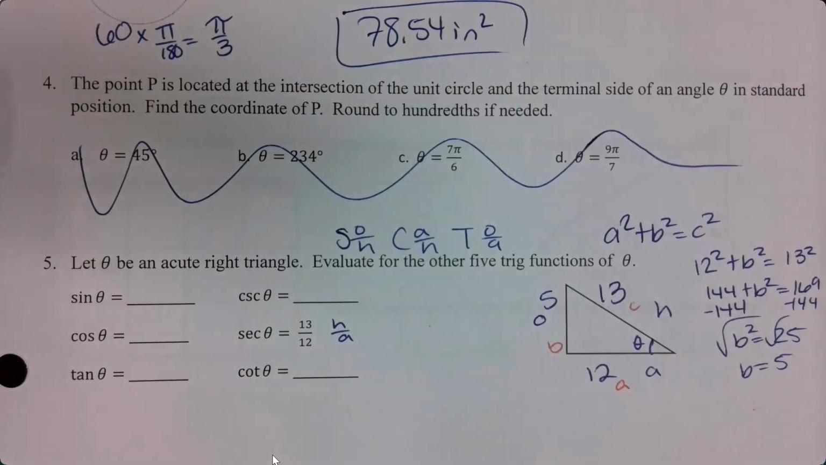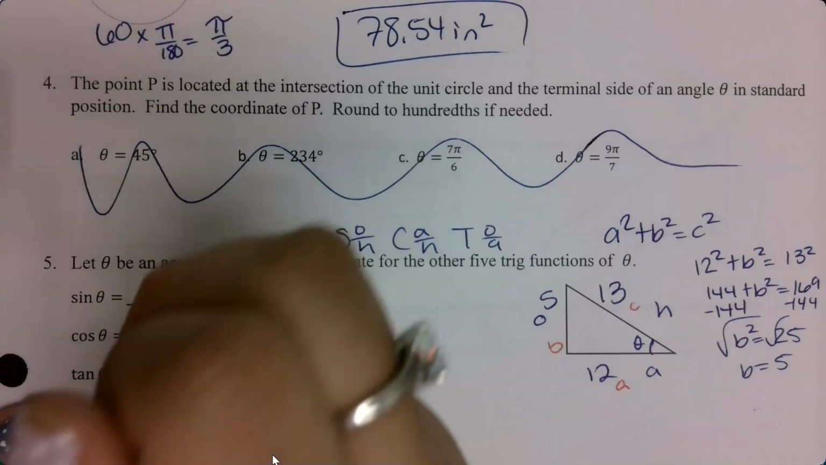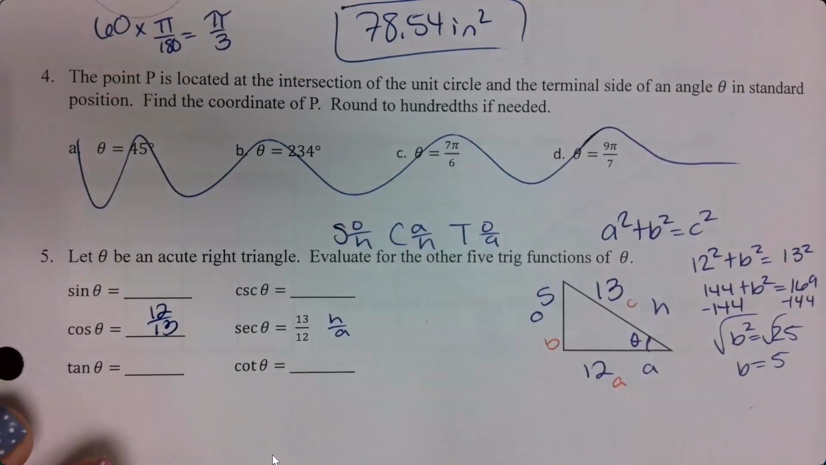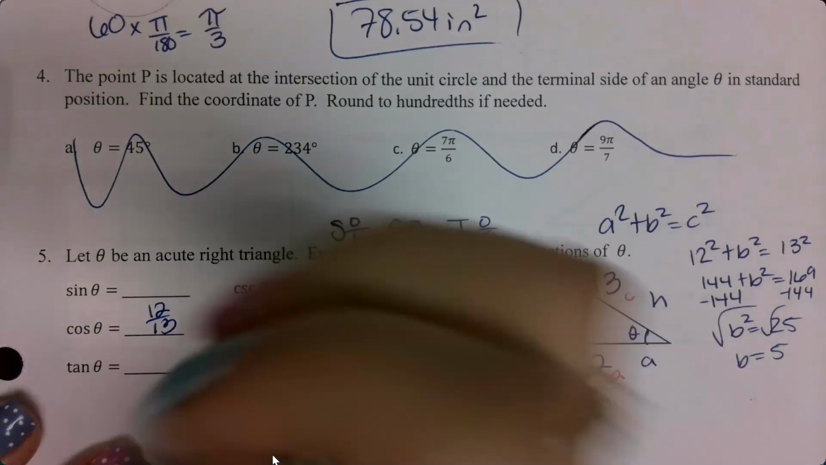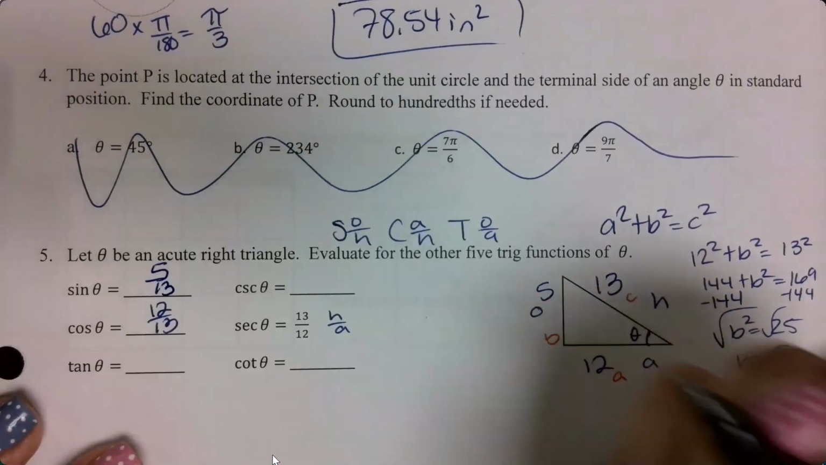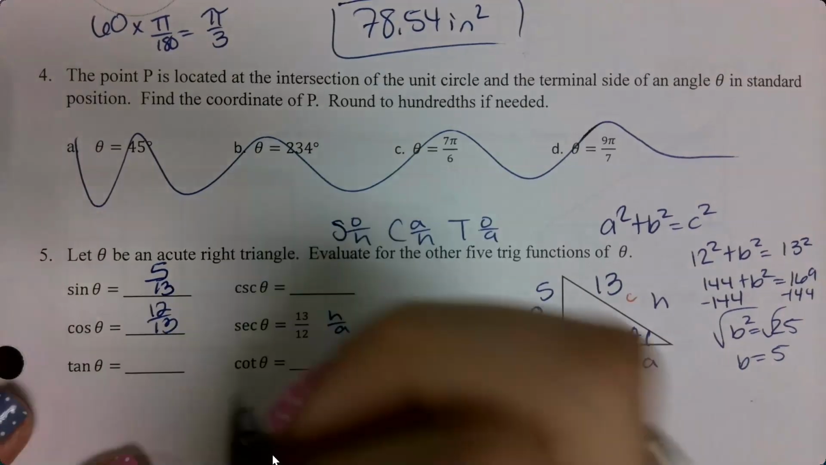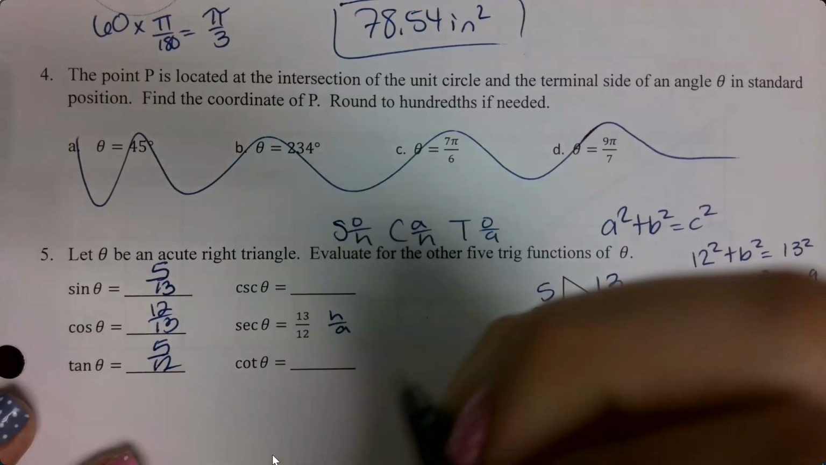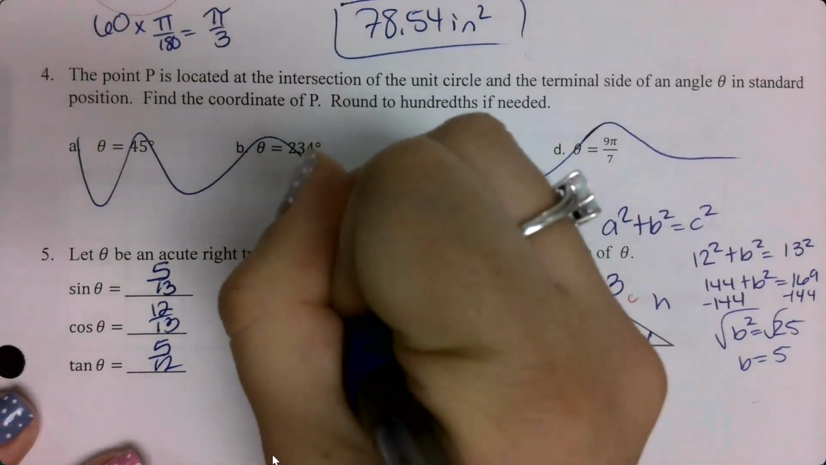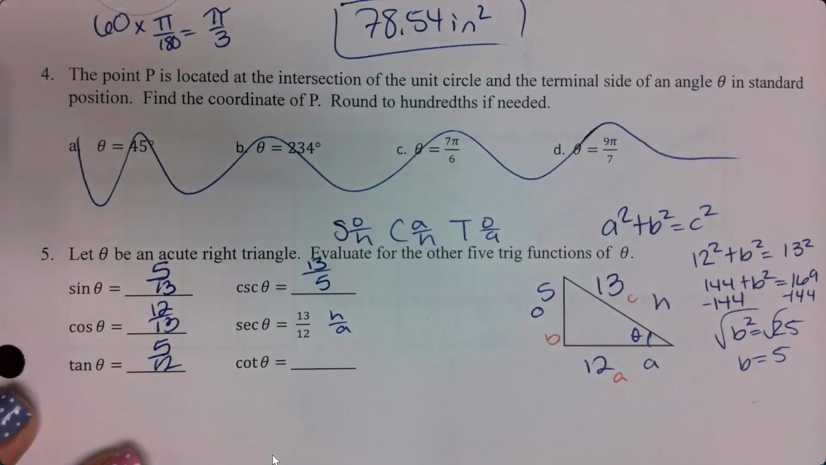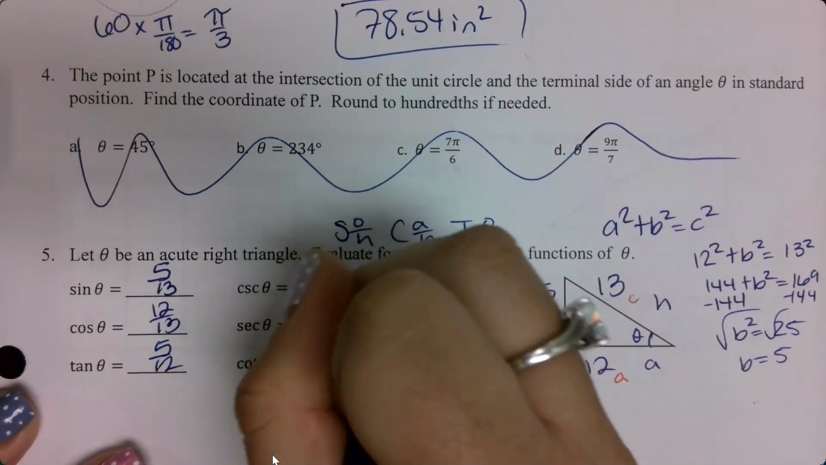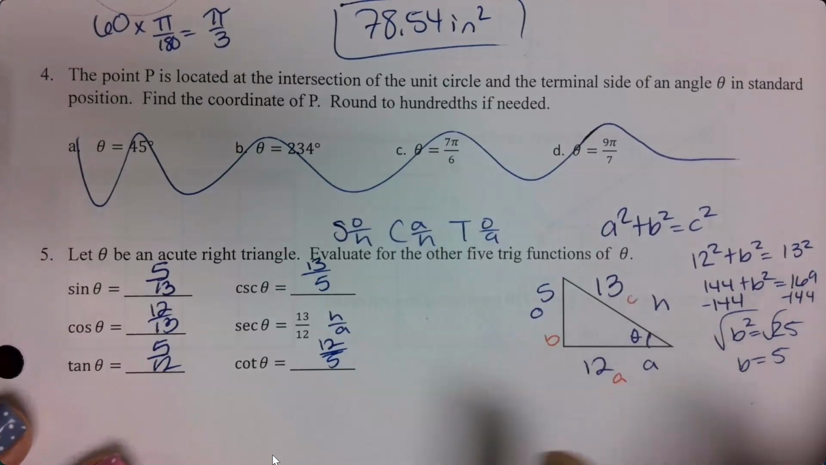So, filling in the rest of these values, secant is the reciprocal of cosine, so I can write that as 12 over 13. Then sine is opposite over hypotenuse, so 5 over 13. Tangent is opposite over adjacent, so 5 over 12. And then I want to flip for my reciprocals, so cosecant is the inverse of sine, so it's 13 over 5. Cotangent is the reciprocal of tangent, that's going to be 12 over 5. Okay.